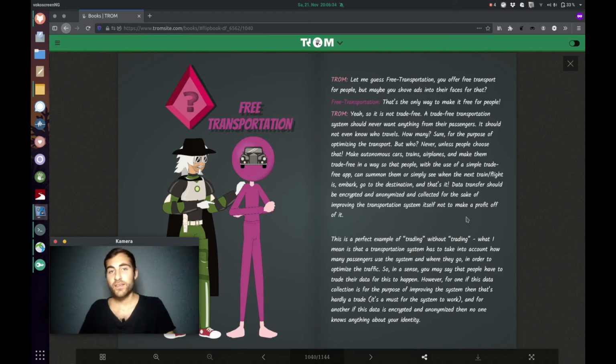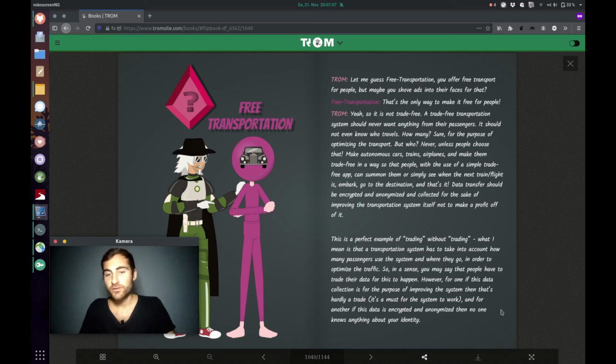So this is now another important point, because it's about how you can provide a service in a trade-free manner if you have to have some data, like from people, for example. Like in the case of transportation, you need to know how many people are traveling, from where to which destination, at what time, in order to optimize things.